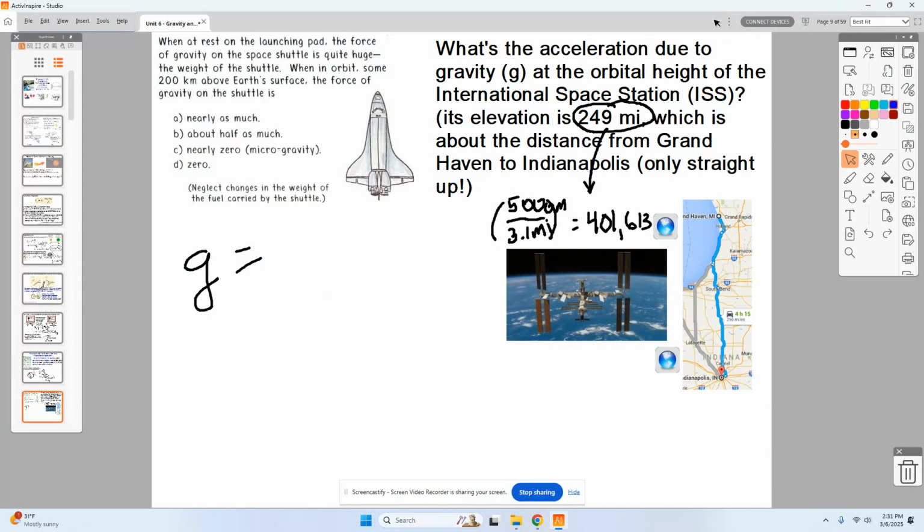What do you guys get? Yeah, it's only about 11% less, about 8.67 meters per second squared. And again, you're using that equation from before, but you have to add that to the radius of the Earth. So my question is why are things apparently floating up there? How many people have a sense as to why things float in space? Just a few. Nathan, go ahead and tell us why things are floating.